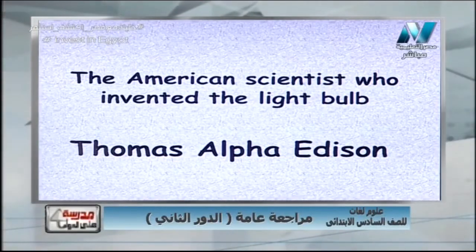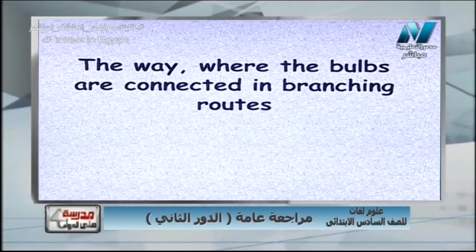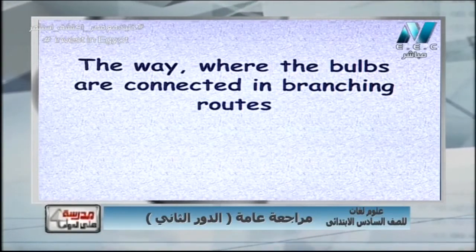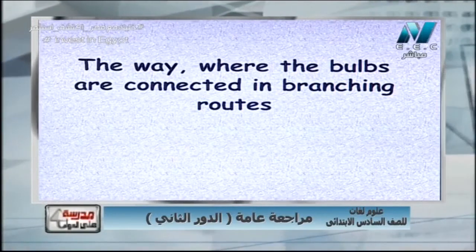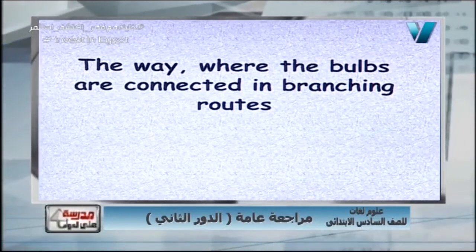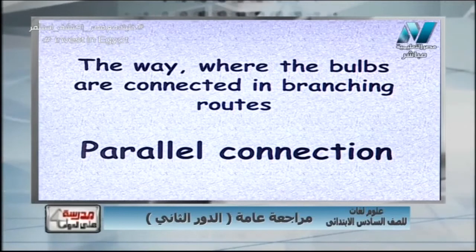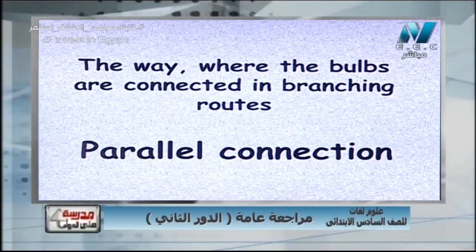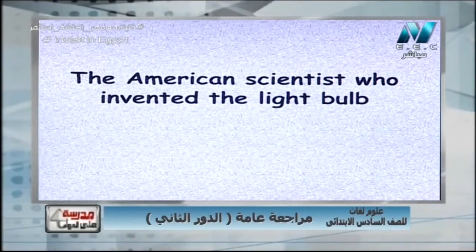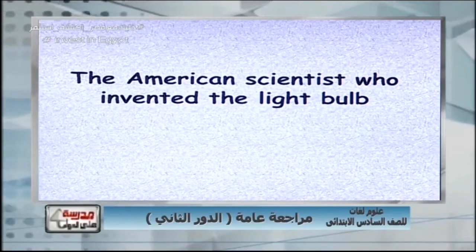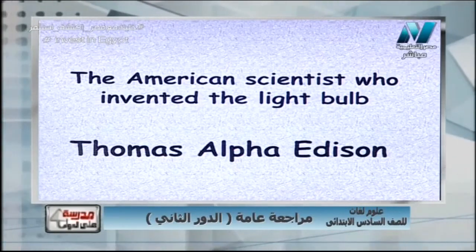Thomas Alva Edison. The way where the bulbs are connected in branching roots, which we just mentioned. Branching roots, it will be the parallel connection. The parallel connection. Again, the question is repeated: American scientist who invented the light bulb, it will be Thomas Alva Edison.